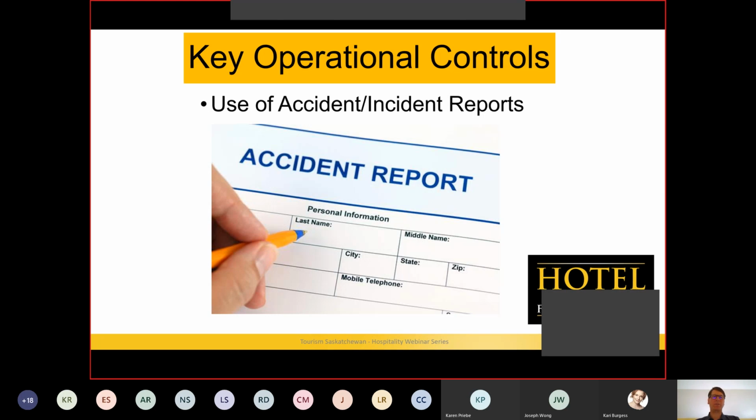The use of accident and incident reports. Hotels get sued all the time, and the number one problem they have is they don't have any information about what happened. So every time there's an accident or an incident inside of your hotel involving a guest or involving an employee, when something happens, an accident typically, or it could be just a complaint, an incident or accident report needs to be completed. This is one of the lapsed things inside of our hotels. People don't do this, but it is critical.